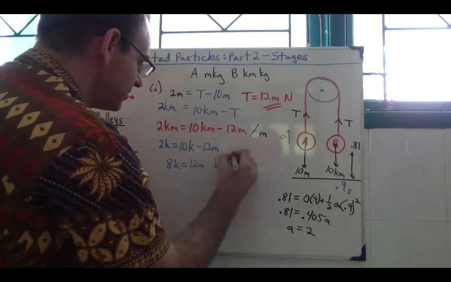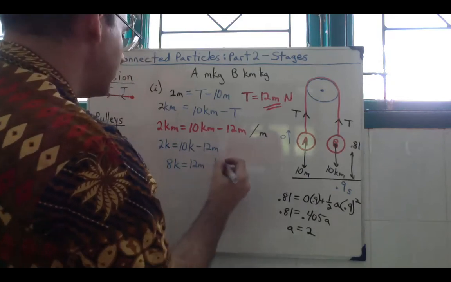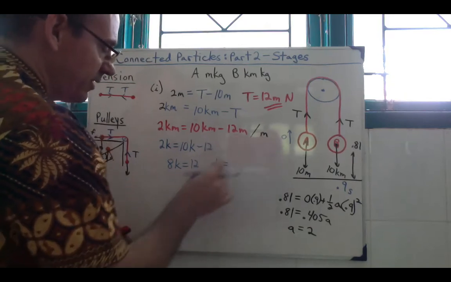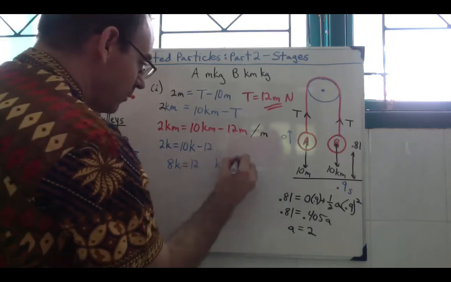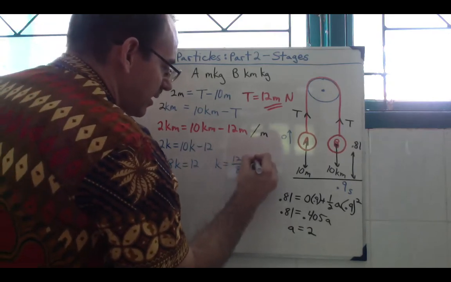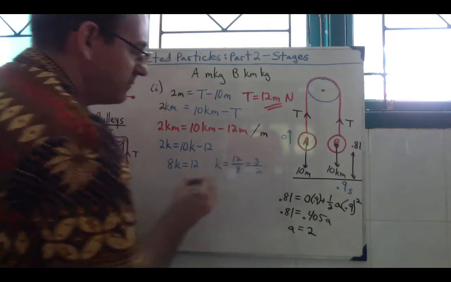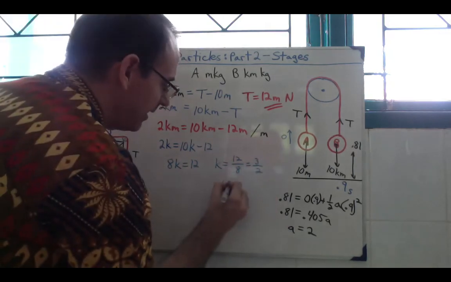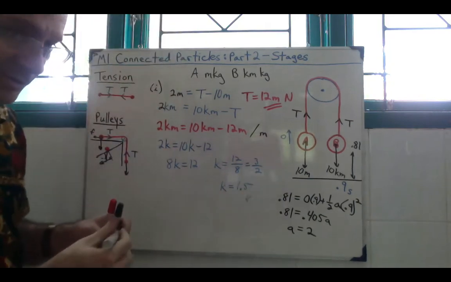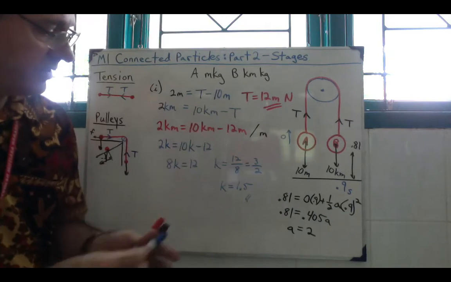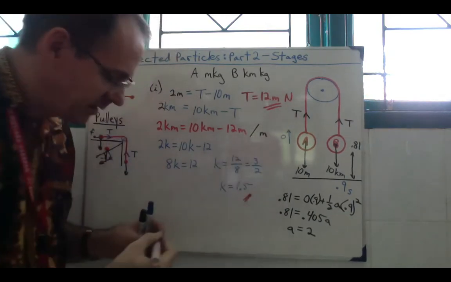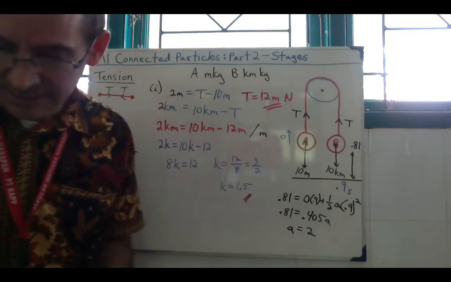K equals, sorry, the m is gone. We divided it out. So we took out the m. 12 divided by 8, which is 3 halves. So our K equals 1.5. And so there's our second answer. So T, in terms of M and the value of K.